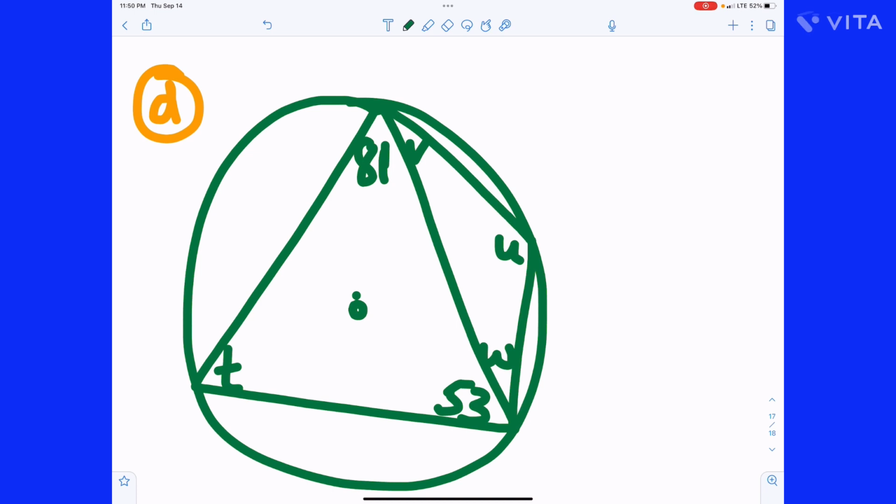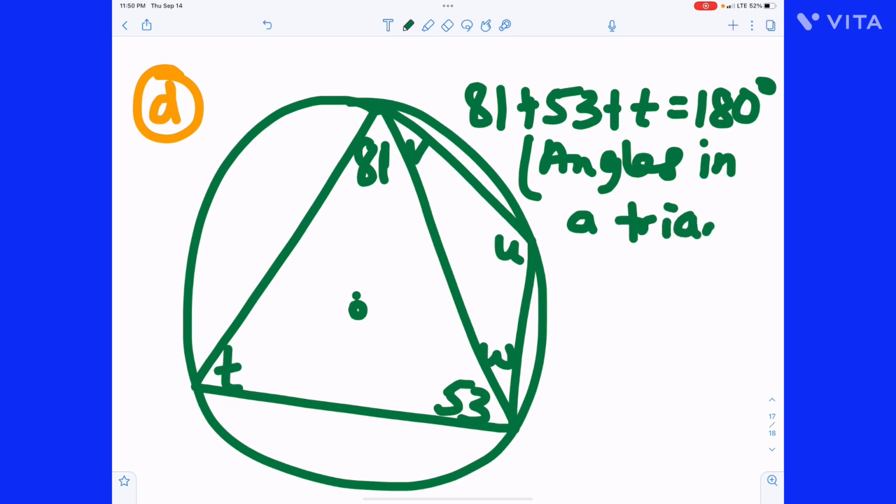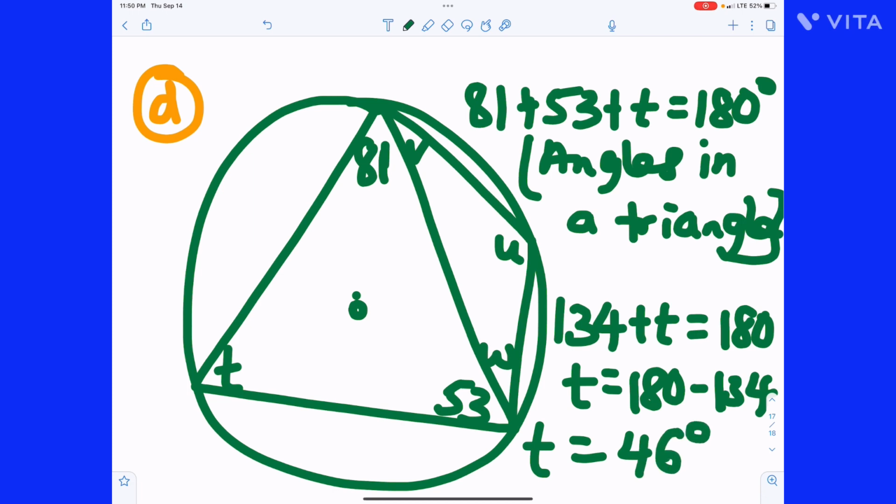So this is simple. All we need to do is say 81 plus 53 plus T is 180. What's the reason for that? Sum of angles in a triangle. So that means 134 plus T is 180. T is 180 minus 134. T is 46 degrees.